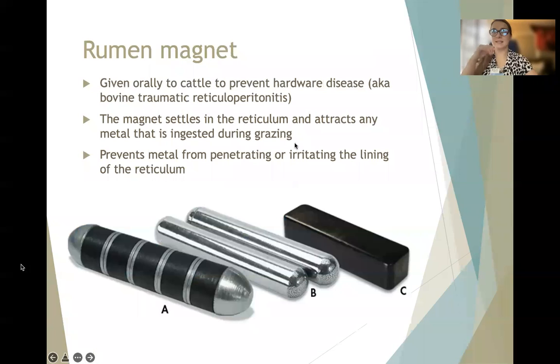All right, getting into rumen magnets. So think back to your 101 module talking about rumens or ruminants. Our ruminants are going to be our cattle. Goats and sheep also fall into this category. And so we're going to be looking at ruminants. They are, as we know, they have a compartmented stomach.